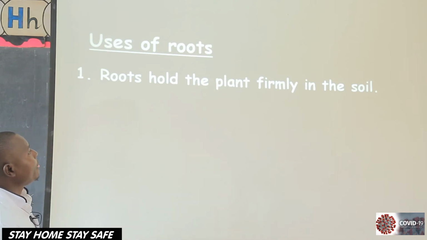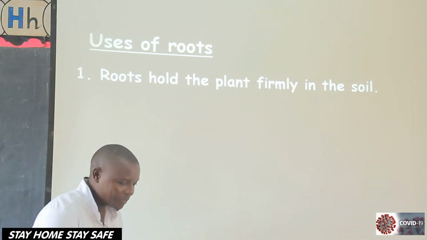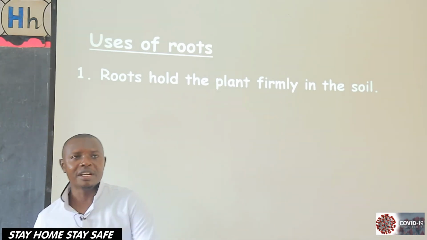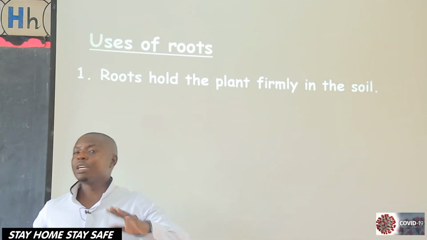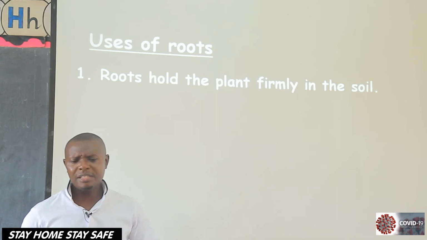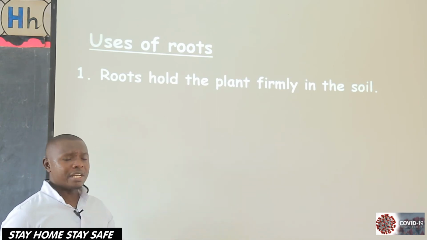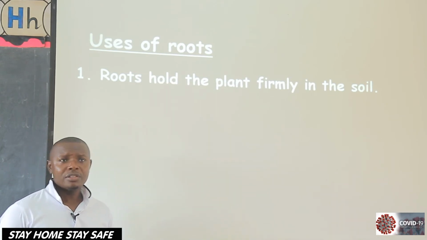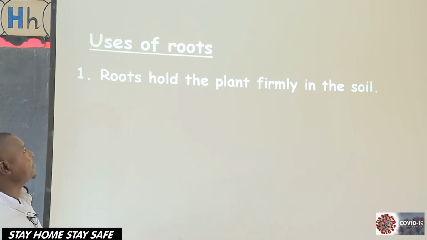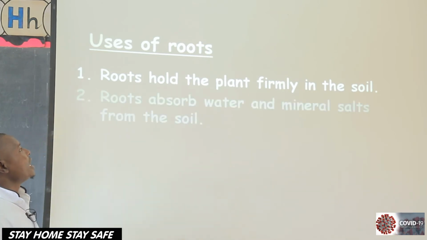And we can look at another one. So the soil is held firm. Even if the wind comes and blows, that tree cannot fall. Why? Because it has what? It has the roots that are holding it strongly and firmly. Are we there? Good. Let's look at another one.